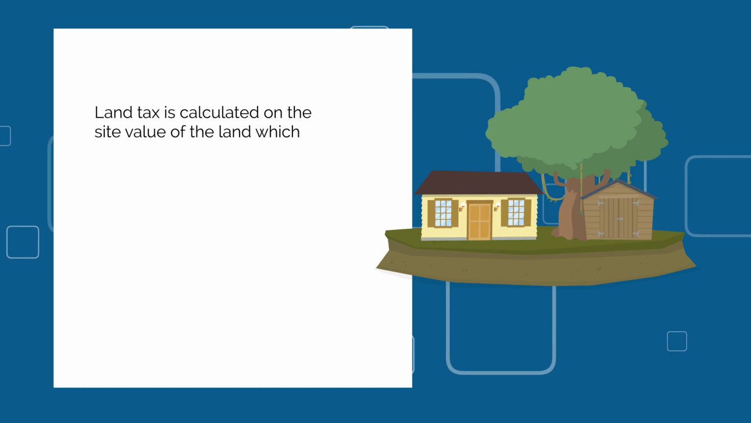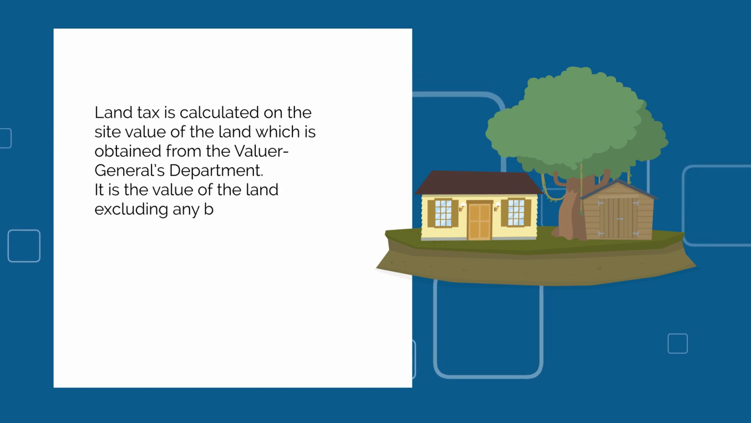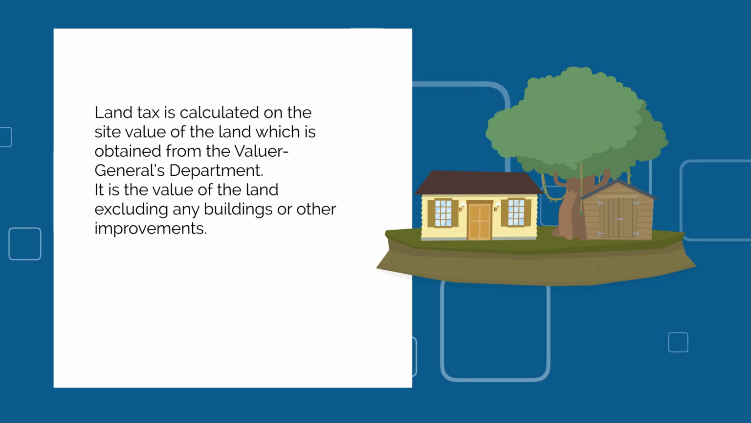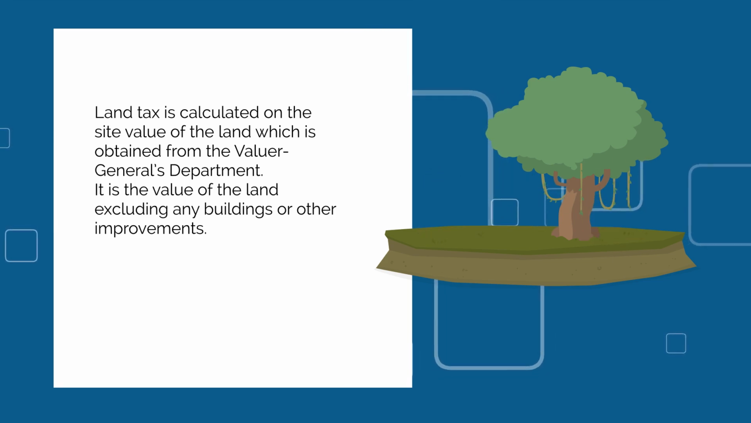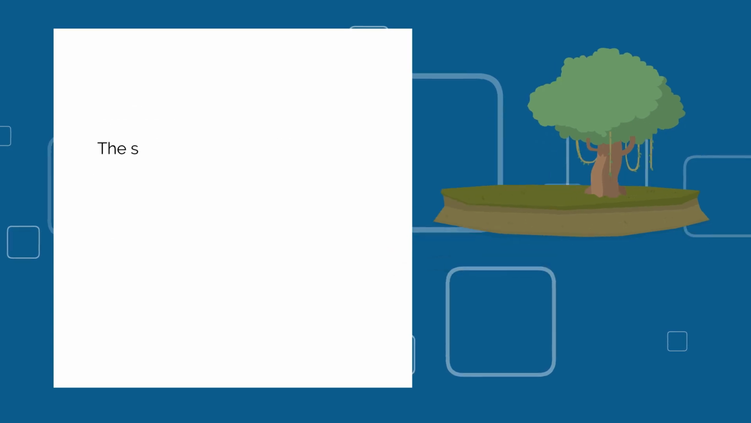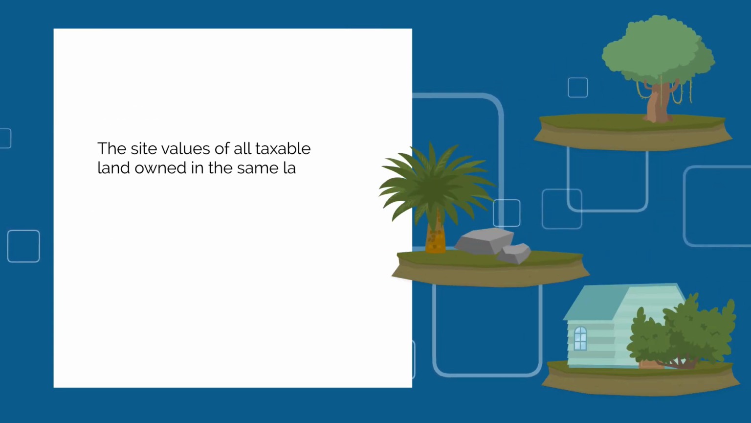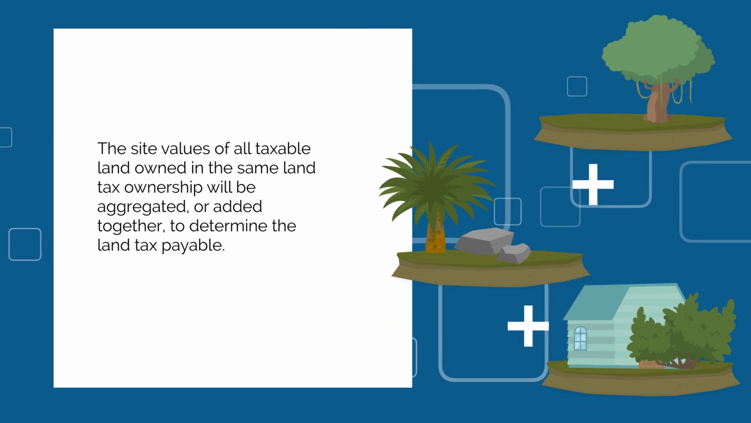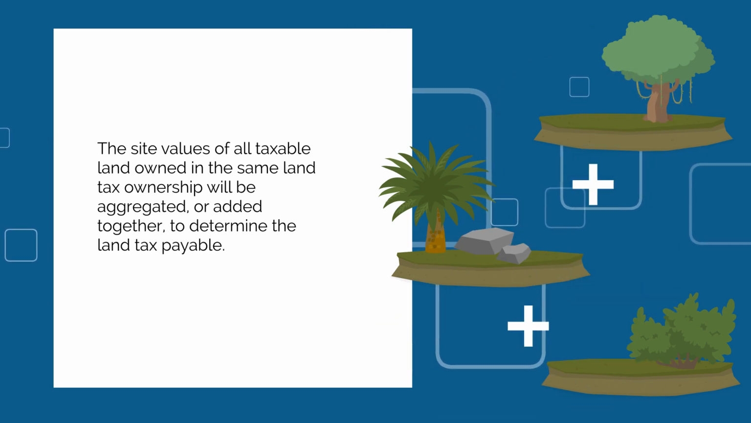Land tax is calculated on the site value of the land, which is obtained from the Valuer General's Department. It is the value of the land excluding any buildings or other improvements. The site values of all taxable land owned in the same land tax ownership will be aggregated or added together to determine the land tax payable.